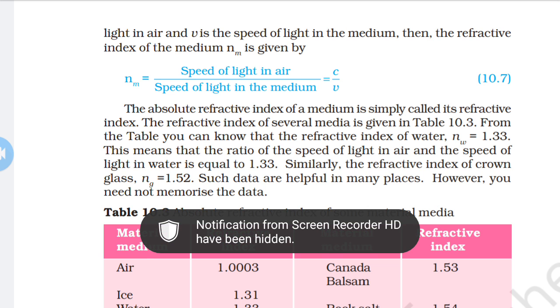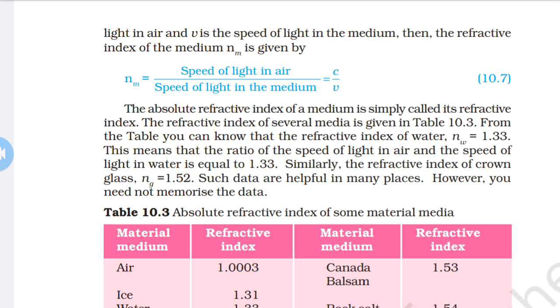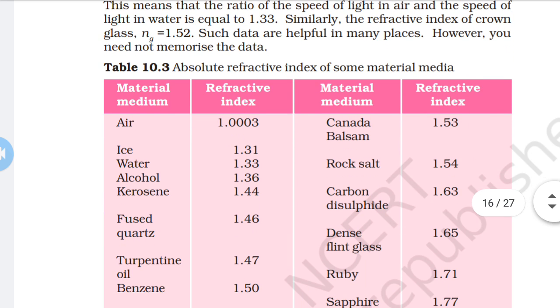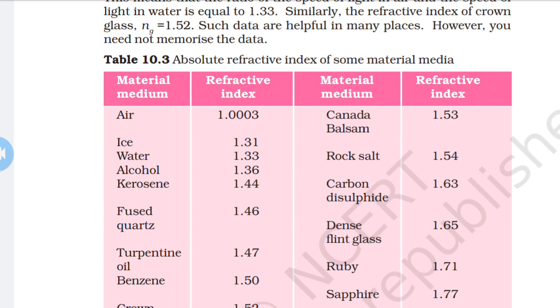For example, the speed of light in glass is 2 multiplied by 10 raised to 8 meter per second. Absolute refractive index of glass, that is eta g, is equal to 3 multiplied by 10 raised to 8 divided by 2 multiplied by 10 raised to 8, and this is approximately 1.5, a value that will be given. The absolute refractive index of any medium is greater than 1.